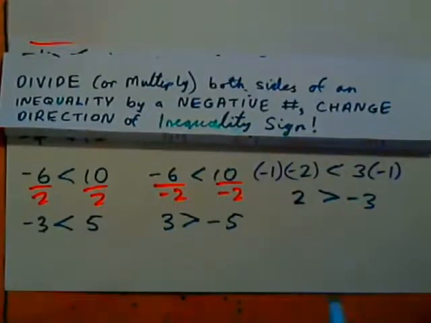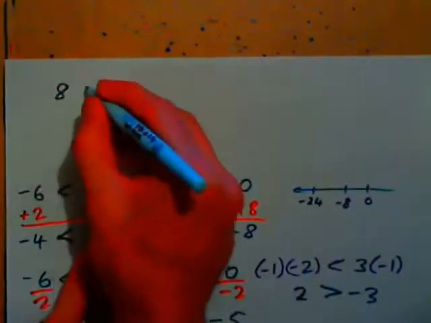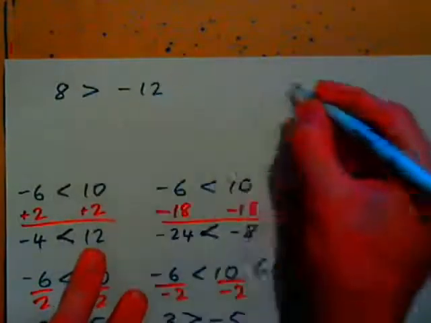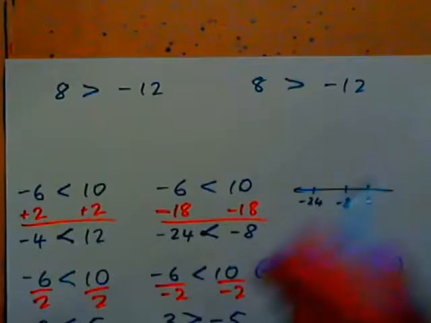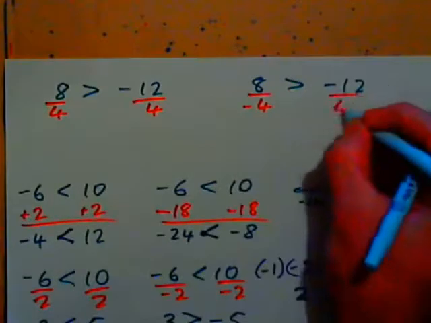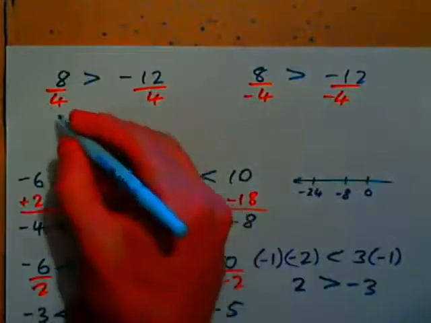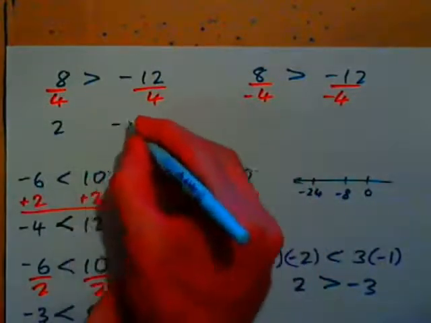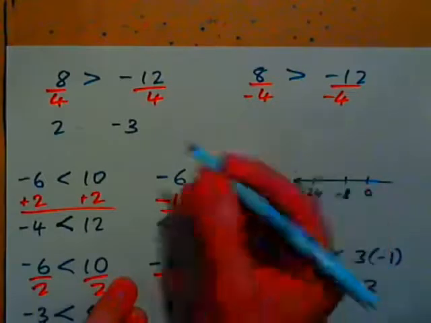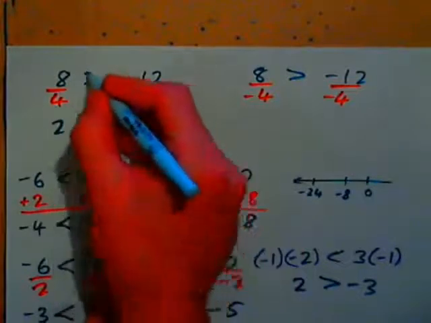Okay, so again, let's just go over this, and we'll usually just be dividing by a positive or a negative. If you had, say, 8 is greater than negative 12, okay, divide both sides by positive 4, see what happens. Divide both sides by a negative 4, see what happens. 8 over positive 4 gives 2. Negative 12 over positive 4, negative 3. Which way does the sign go? 2 is greater, so the sign stays the same. So divide by a positive, the sign stays in the same direction.